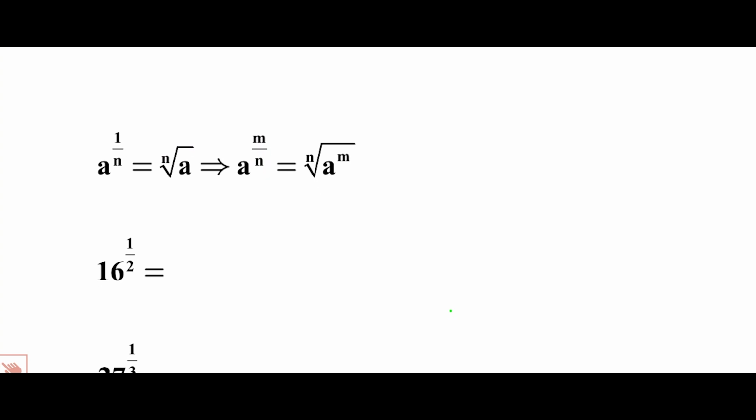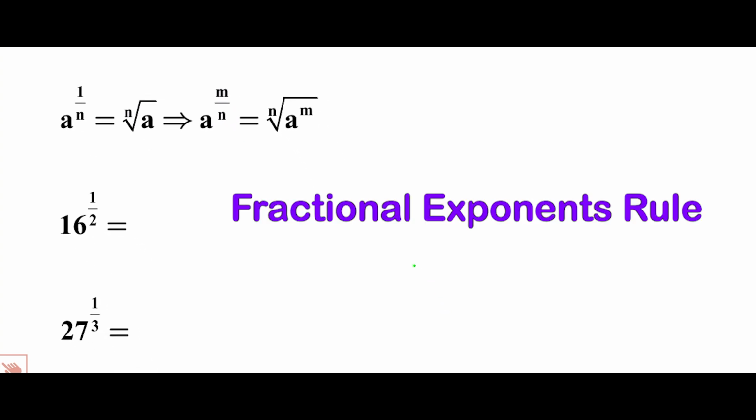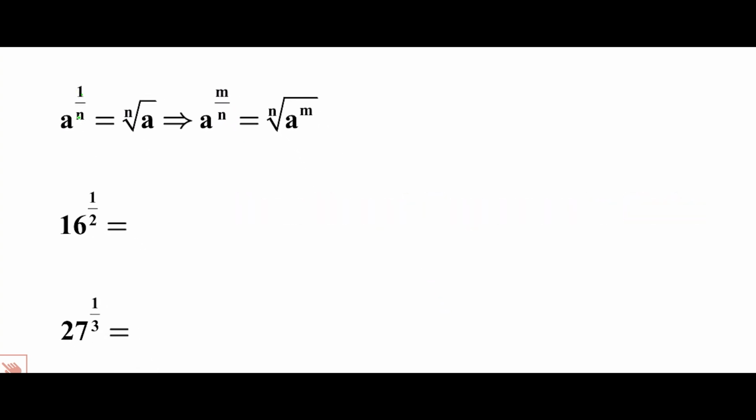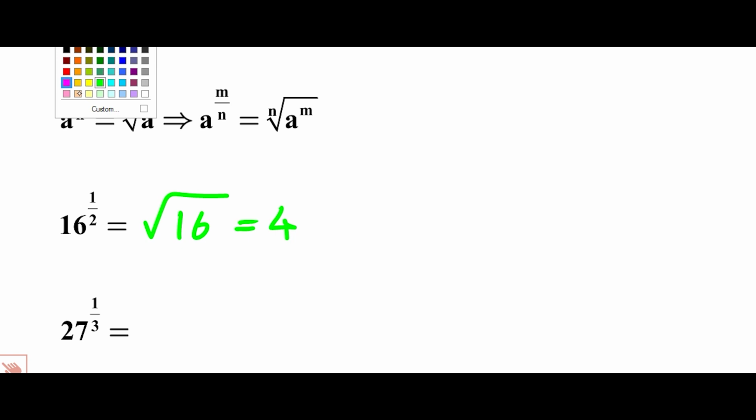Next property is the fractional exponents rule. It means a to the power of 1 over n equals the nth root of a, and in general, a to the power of m over n equals the nth root of a to the power of m. The denominator tells us which root to take and the numerator tells us which power to use, right? For example, 16 to the power of 1/2 equals the square root of 16, which equals 4.